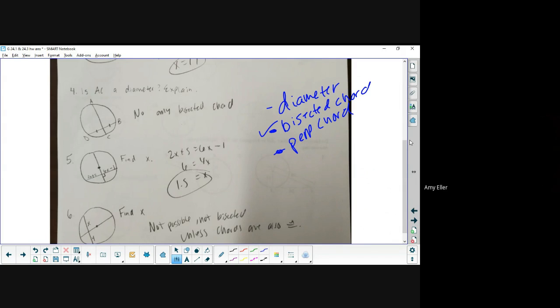So is one thing on the list enough to prove this? No. My answer is no. There must be an explanation. I put it's only a bisected chord. It would also have to be perpendicular.